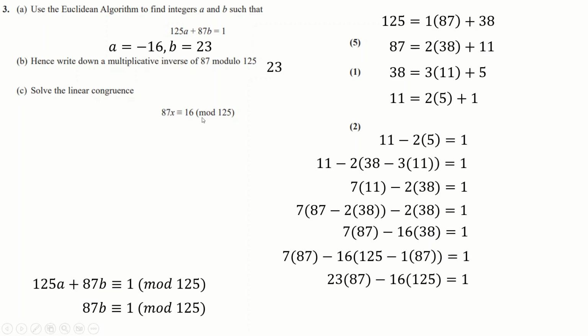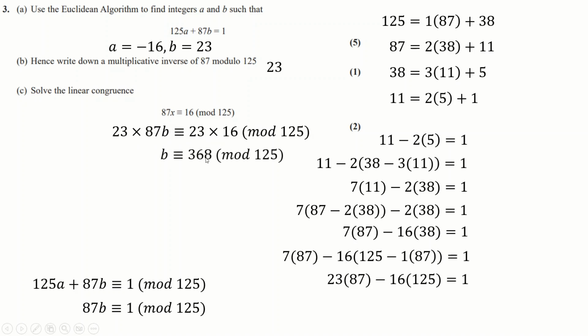Solve the linear congruence. This, of course, is going to help us. We've got a 16 here, which isn't very helpful, but we have got an 87, and we just learnt that 23 times 87 is 1 mod 125, so let's just front multiply both of these by 23. And now this bit here, 23 times 87, is 1 mod 125, so that just makes B here.